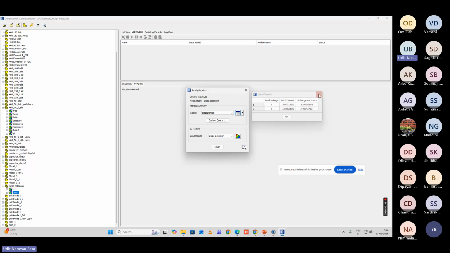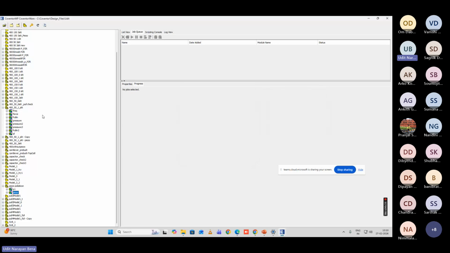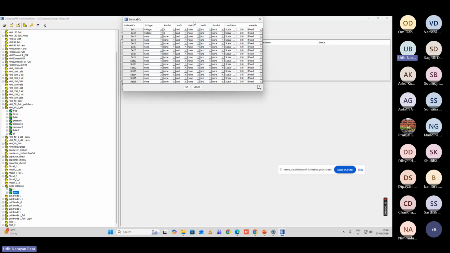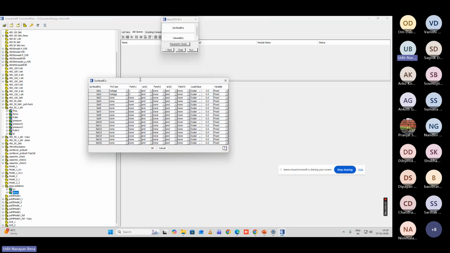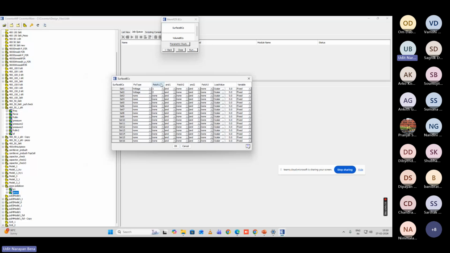Now, how did these things come? I had already made it. So let me just show you the solver setting, how it works. Let's go to the next. Yes, here you can see that in the piezoresistor, in these boundary conditions, I have applied two voltages. One is 5 volt, one is 0 volt.